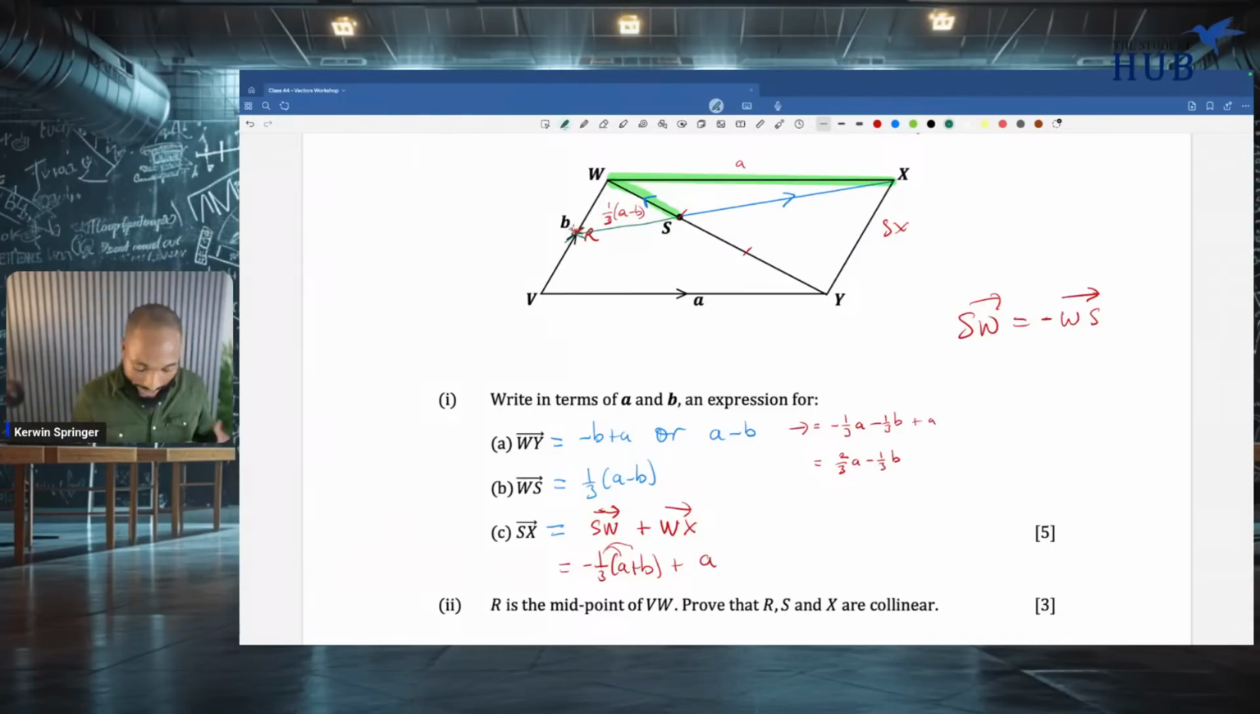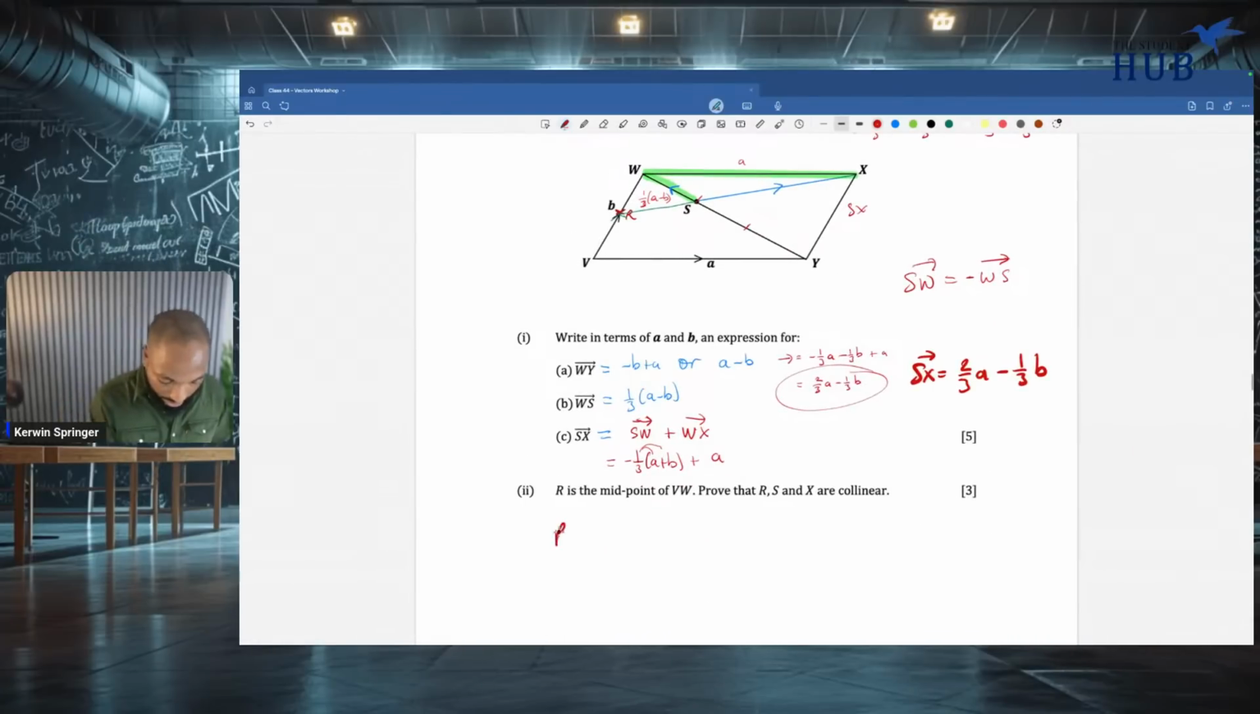So do we know SX? Yes. So the only thing I really need to do is get RS, because remember, I need two vectors that use the 3 points. So I already have SX. Let me write this a little bigger in the corner here. SX is 2/3 A minus 1/3 B. And now I'm going to find RS, which is simple.